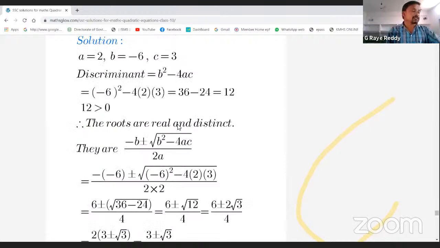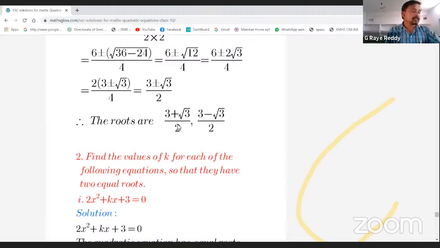Next we can discuss tomorrow the second, third, fourth, fifth problems. By discussing these problems, we complete the quadratic equation chapter.